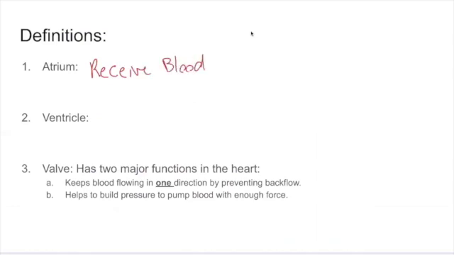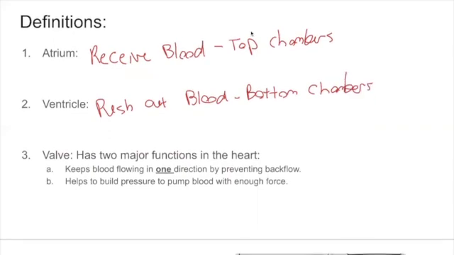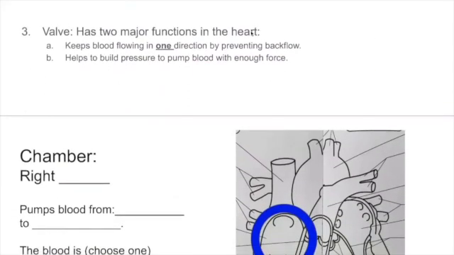And our ventricles are what push out blood. Our atriums are always the top chambers, and our ventricles are always the bottom chambers. And the valve, I already gave that to you guys, so I wouldn't have to write it out. It has 2 major functions. It keeps pushing blood in one direction to prevent backflow, right? We want it going one way and one way only. And it helps to build up pressure so that we can pump blood with enough force.